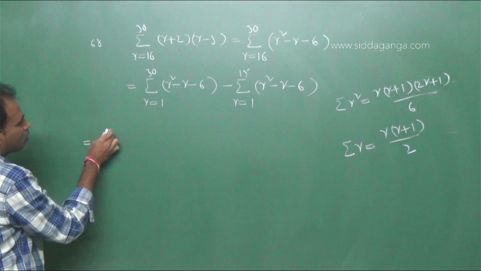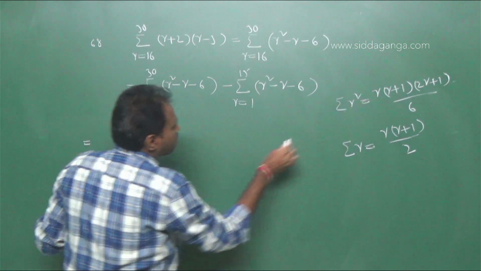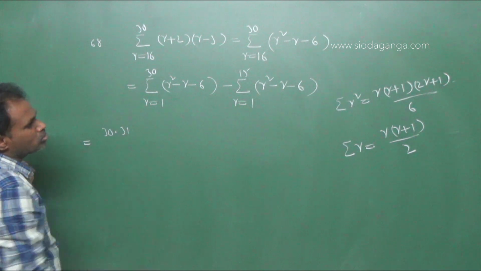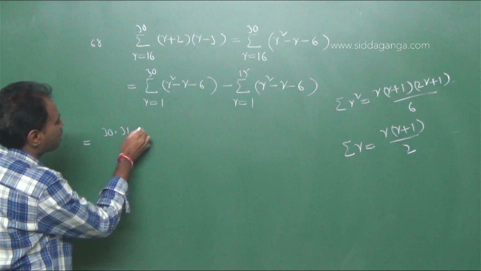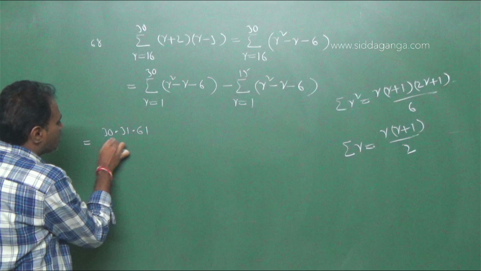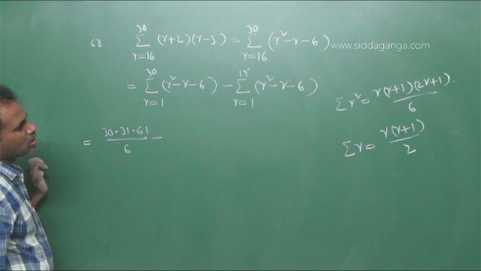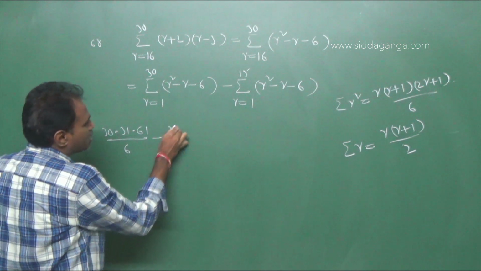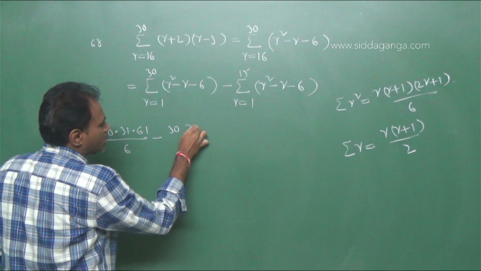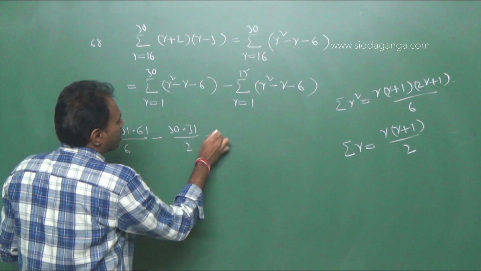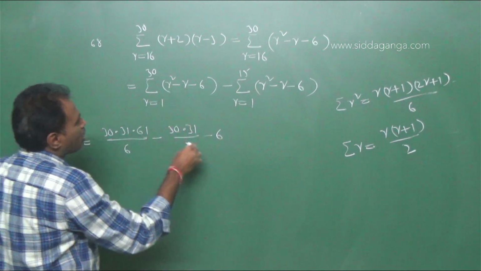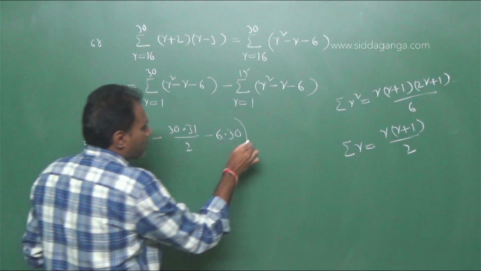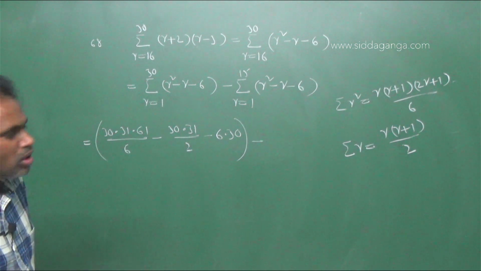Therefore, substitute 30 here, that is 30 into 30 plus 1, that is 31, into 2 into 30, 60, 60 plus 1, that is 61, divided by 6, minus sigma r, that is r into r plus 1 by 2, where r value is 30, 30 into 30 plus 1, that is 31, divided by 2, minus 6 into r. 6 into r means 6 into 30. This is the first expansion.